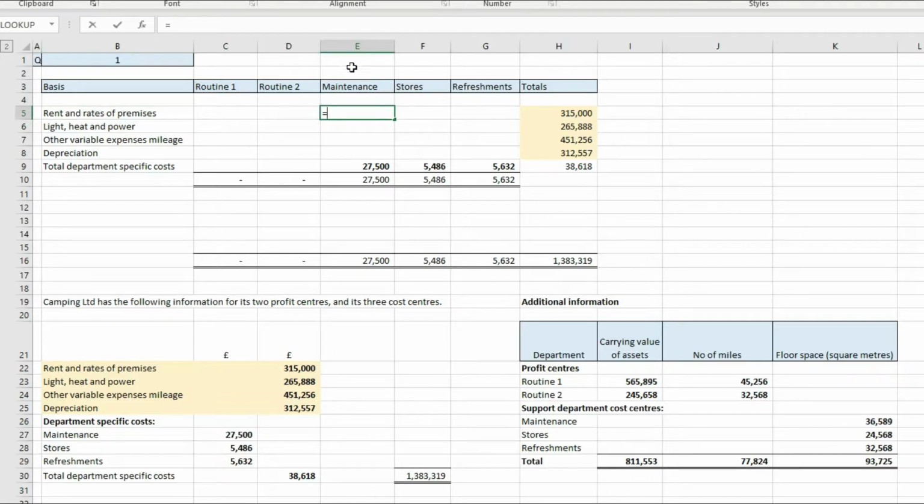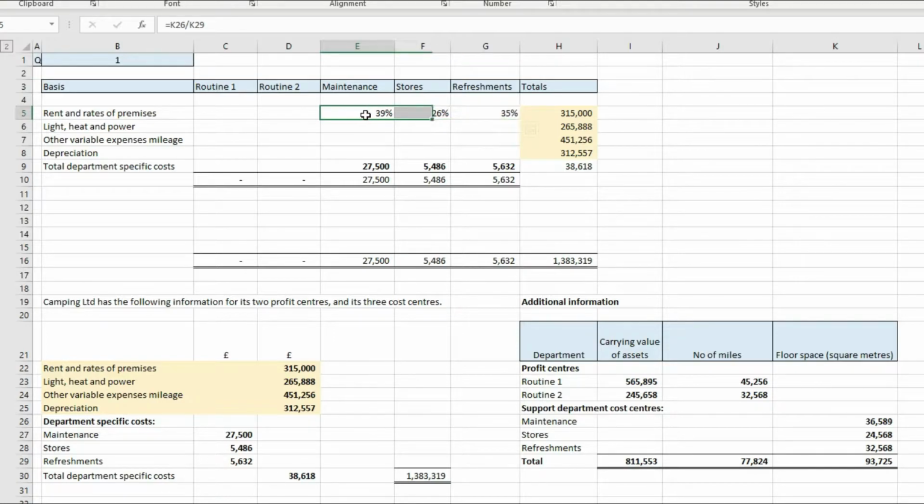In here under maintenance, I'm going to take the floor space that we've got under maintenance of 36,589, and divide that by 93,725, which is the total floor space. If we look at that, that gives you a percentage of 39%. If I do that again under stores, taking the 24,568 divided by 93,725, and then for refreshments, the 32,568 divided by 93,725, what you'll see is that we've got 100% across maintenance, stores and refreshments.